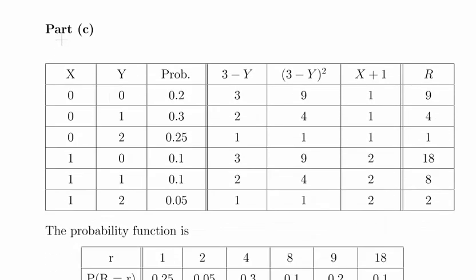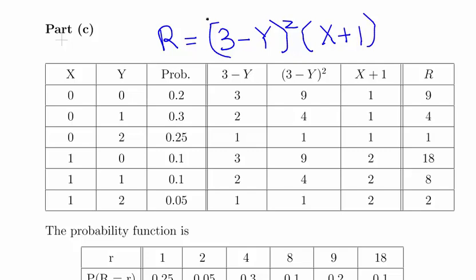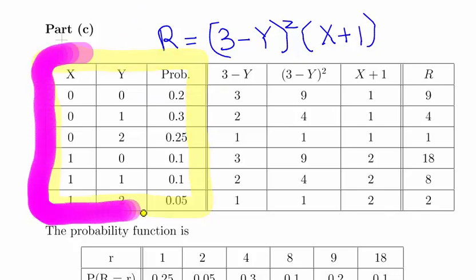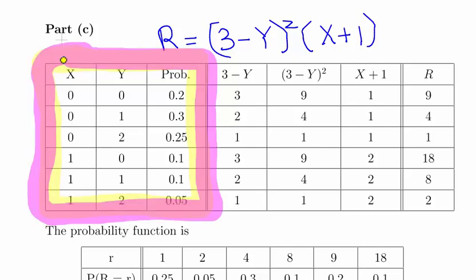Now, what we're going to do here is calculate R. Let's remind ourselves what R is. R is equal to (3 minus y) squared times (x plus 1). These are the possible pairs of values that we have here. You don't really have to go into this level of detail. I'm just trying to make it as simple as possible to read on a screen. This is just a re-expression of the table, and I'm setting it up in small pieces.